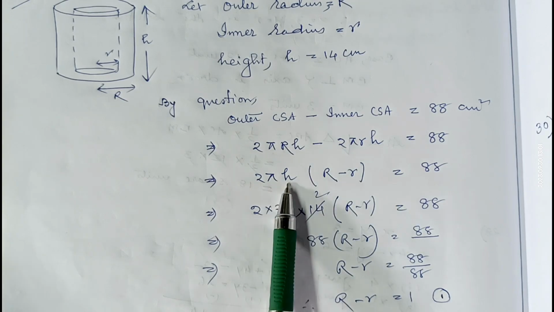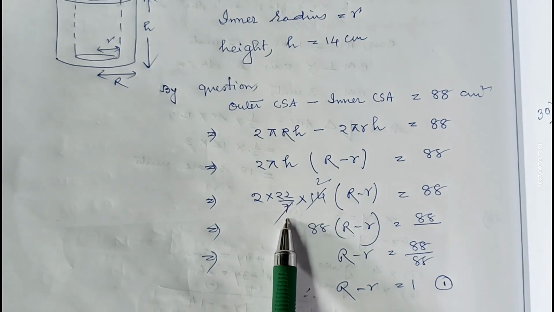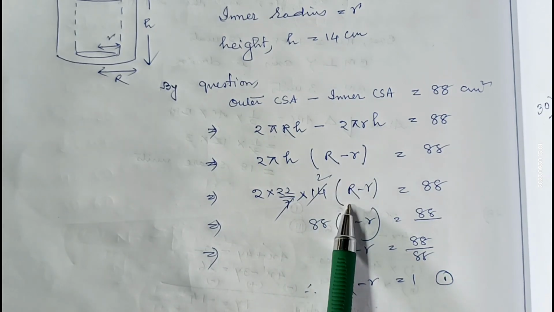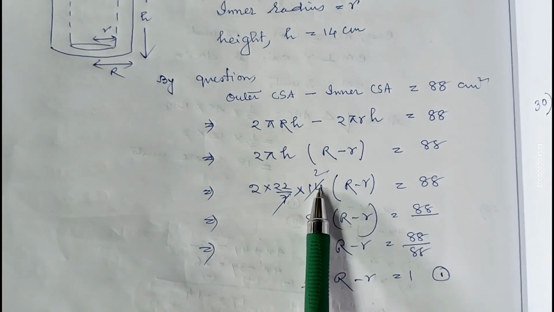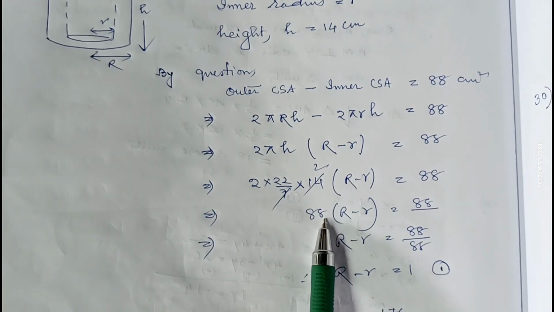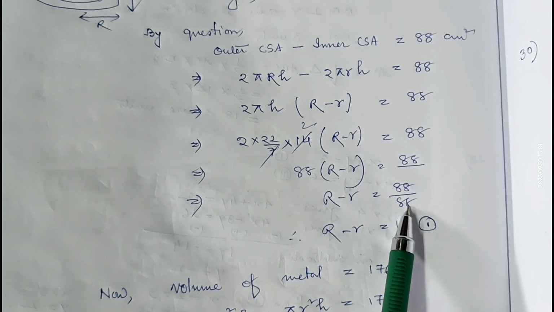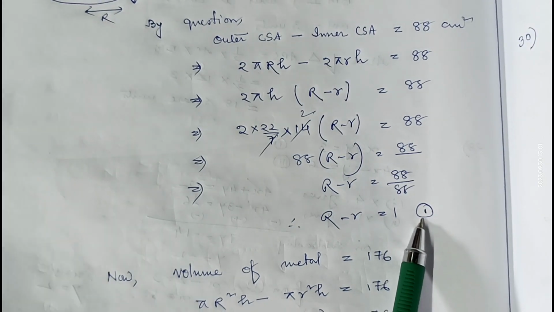From here I can take 2 pi h common: (R minus r) times 2 pi h is 88. 2 pi is 22/7 and h is 14, so 22/7 times 14 times (R minus r) equals 88. The 7 goes into 14, so it becomes 44 times (R minus r) equals 88. R minus r equals 88/44, so capital R minus small r equals 2... let it be equation number 1.